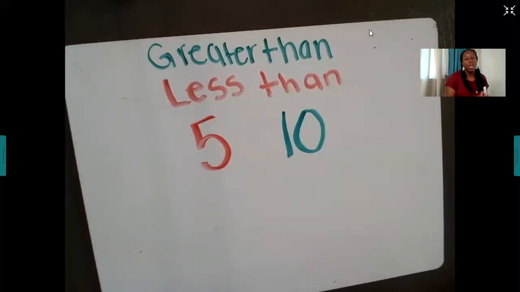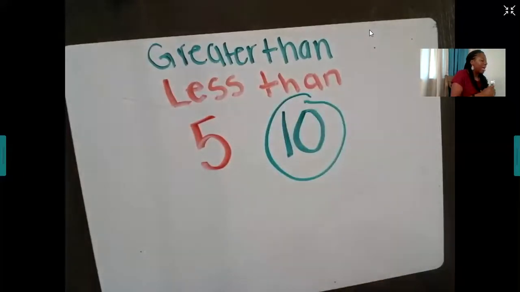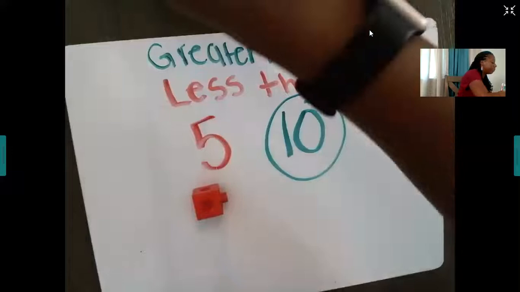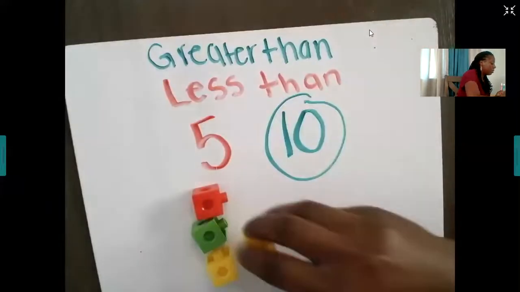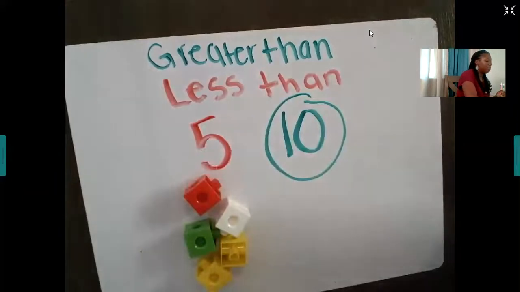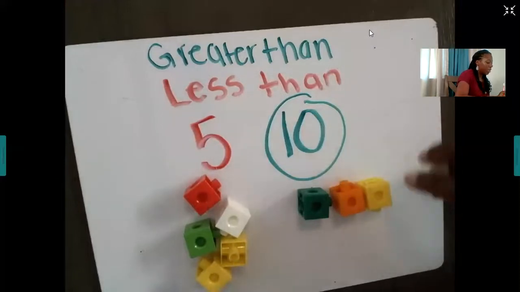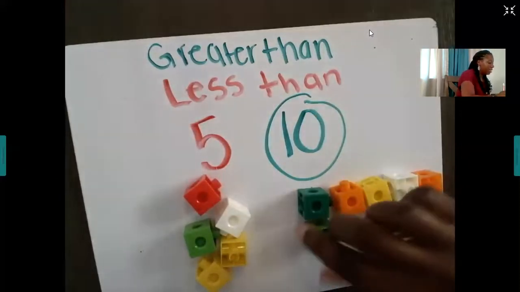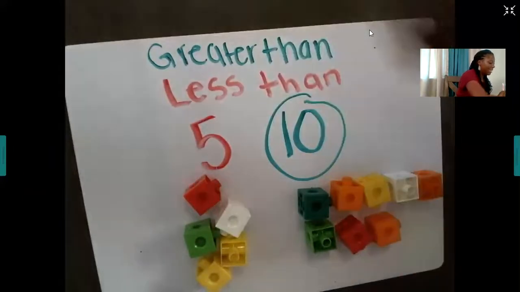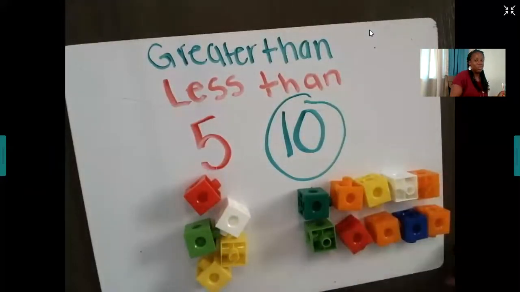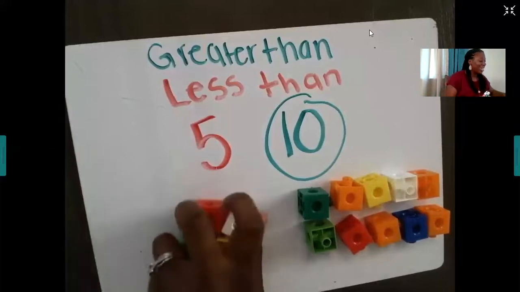Which number is greater? Means bigger, right? Is 5 or 10? That's right. 10 is greater than. How do I know? Because if I put 1, 2, 3, 4, 5 cubes here, but then I put 1, 2, 3, 4, 5, 6, 7, 8, 9, 10 cubes here. Well, which one is greater? 10 is greater. I have more. You guys know this.